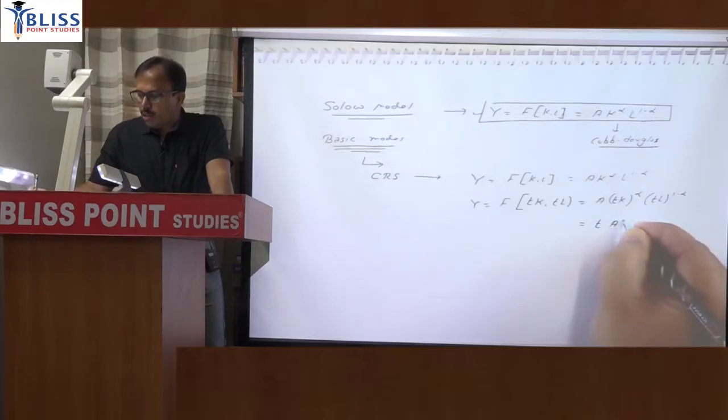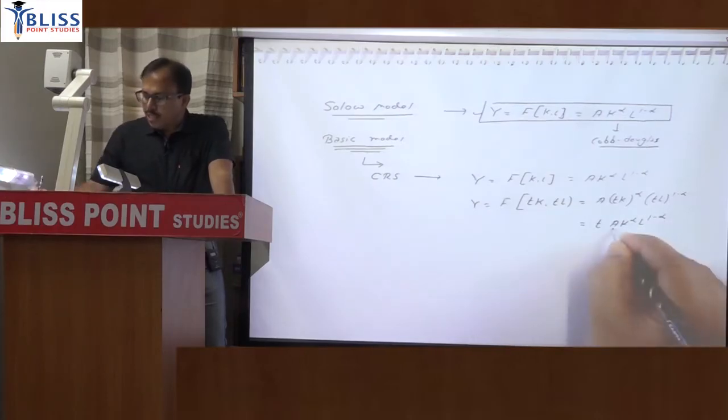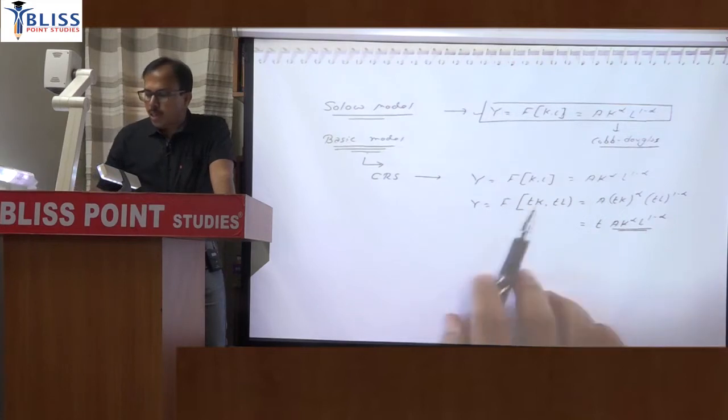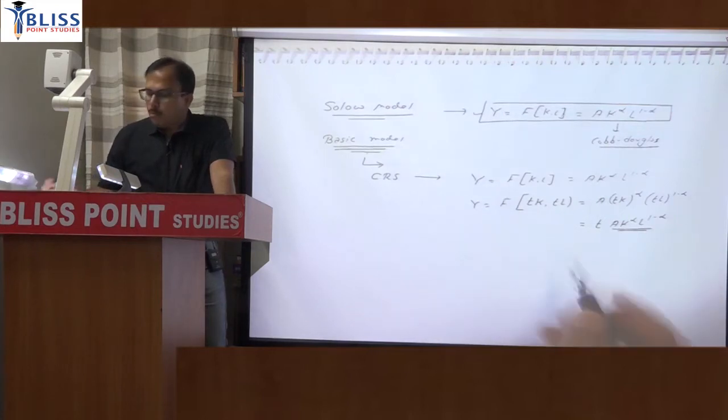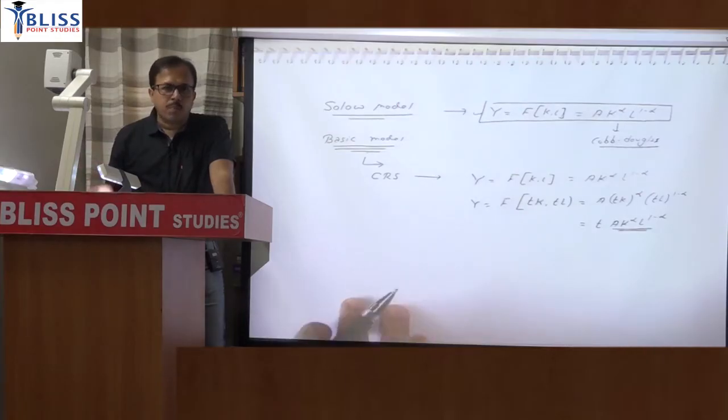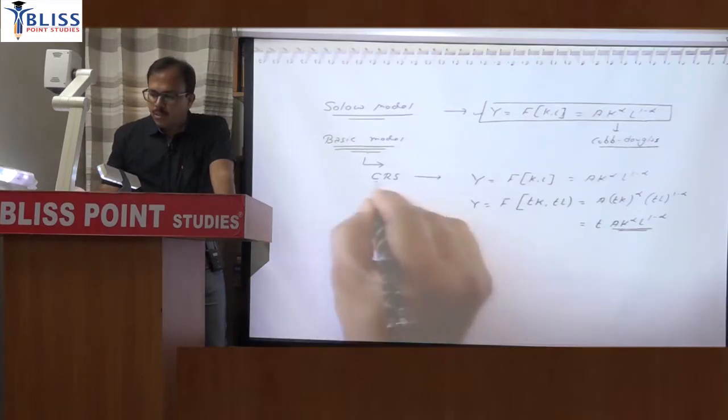Then k to the power alpha, l to the power 1 minus alpha, and this is your earlier production, which means when you increase capital and labor by t times, production will also increase by t times. Production will also change by the same proportion. So that is the meaning of constant returns to scale.